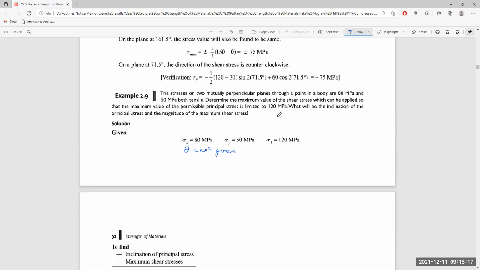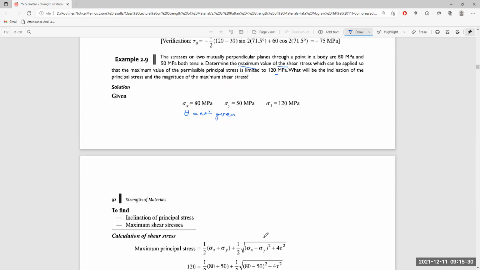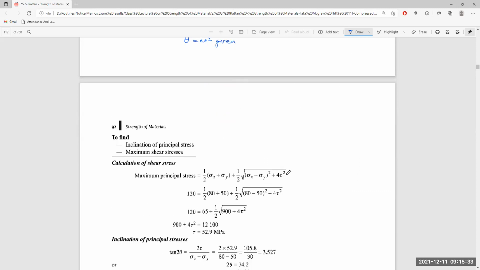What are we supposed to find? The maximum value of the shear stress. What can be the maximum shear stress which can be applied for the maximum value of permissible tensile stress? So the permissible tensile stress we put here, and we can calculate the maximum value of shear stress which makes this permissible maximum principal stress. So here we put 120 equal to the permissible maximum stress, with a plus sign because for major stress it is plus, and for minor stress it is minus.